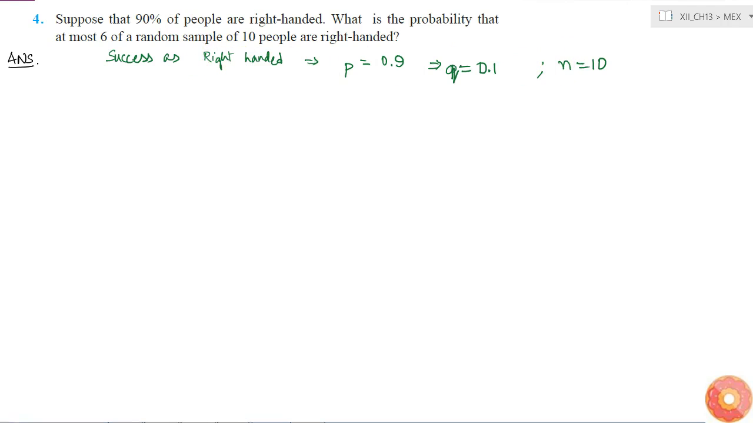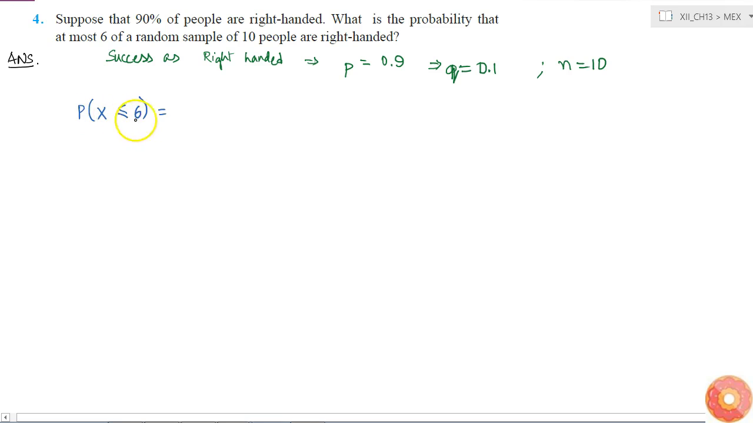Now what is the question? The question asks to find the probability that at most 6 people are right-handed. That is, the probability that the number of right-handed people, that is the number of successes, is less than or equal to 6. Correct? This I can simply do using the binomial distribution, because this is a set of Bernoulli trials.